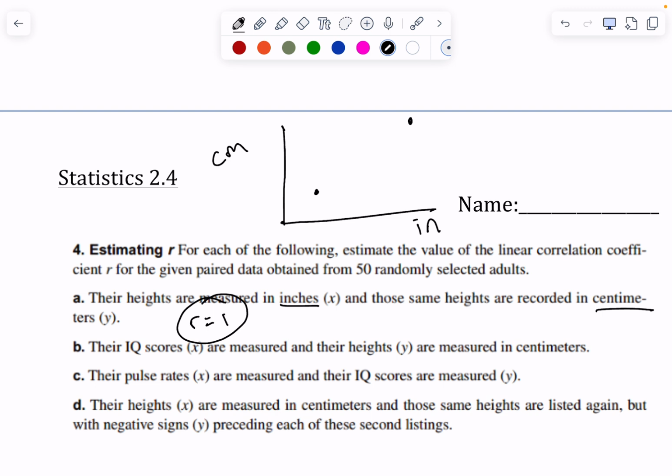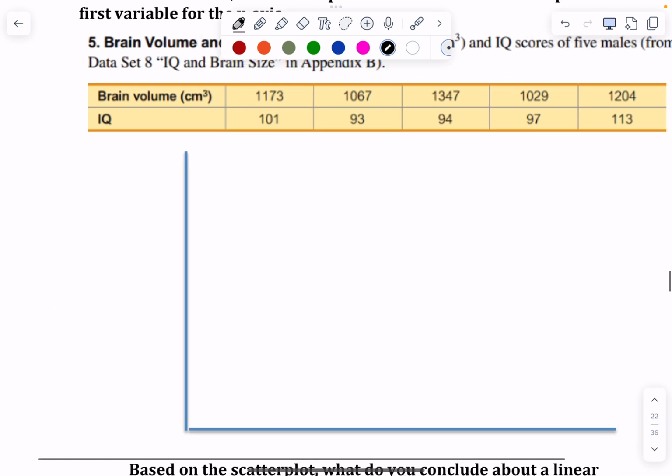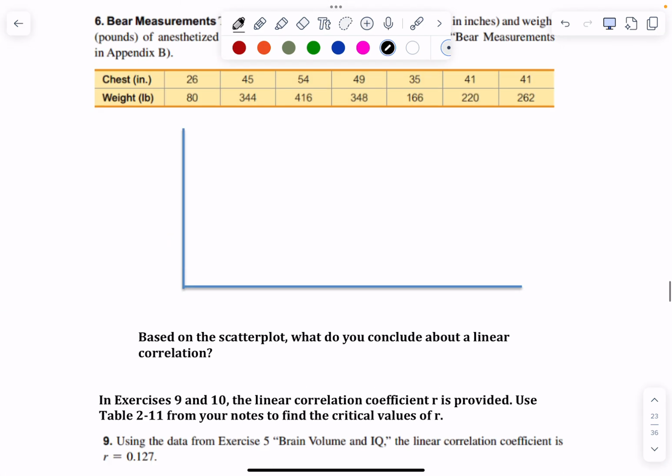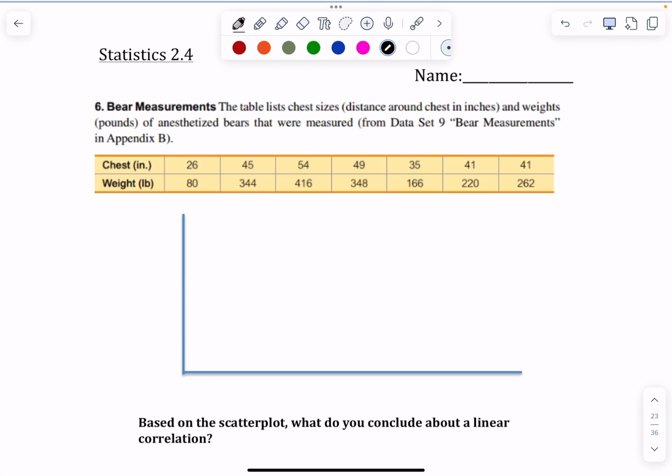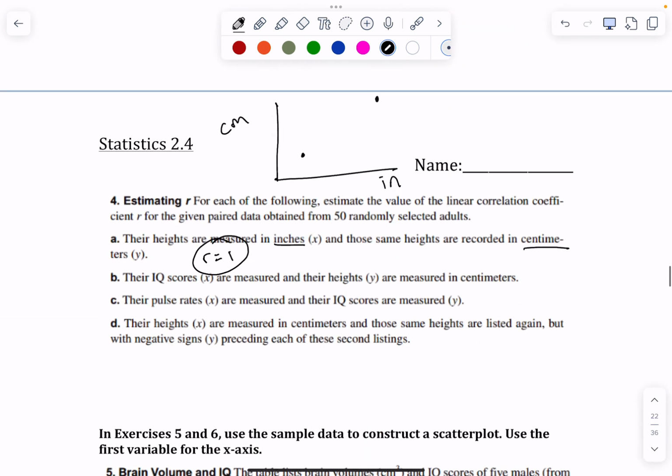So you go through and look at B and C and D and figure out what the R value may be. Is it going to be close to 0? Close to 1? Close to -1? Figure out whether they're related or not and put down what you think the R value would be. Then on 5, graph, do your scatter plot, and number 6, graph and do a scatter plot. You're just plotting data. Make sure you label your axes. Do those 3 problems for tomorrow.